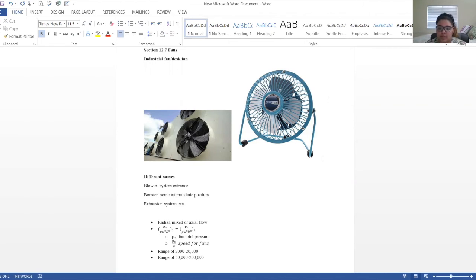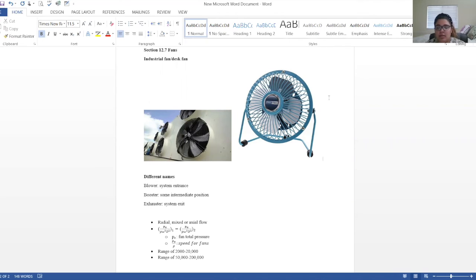Fans can be called differently depending on the position they occupy in a system where you're using them. If they're positioned at the entrance of the system, they're called a blower. If they have some sort of intermediate position, you can call them a booster, and an exhauster if they're at the exit of the system.